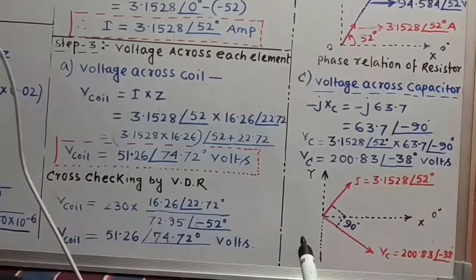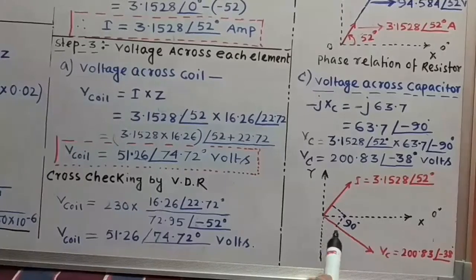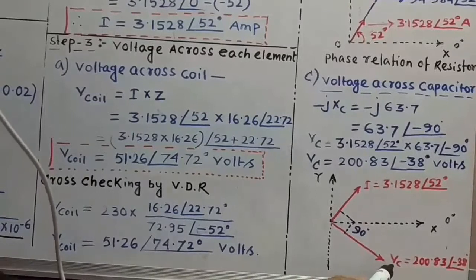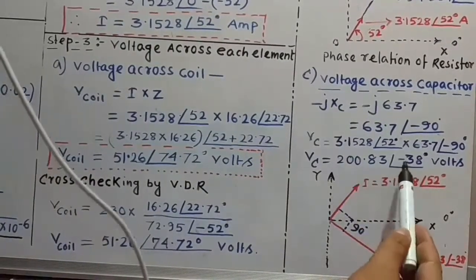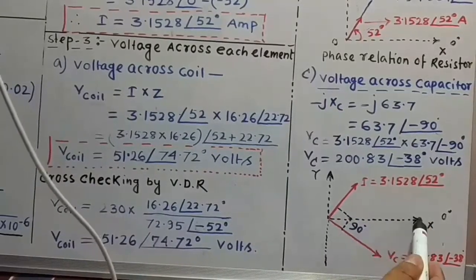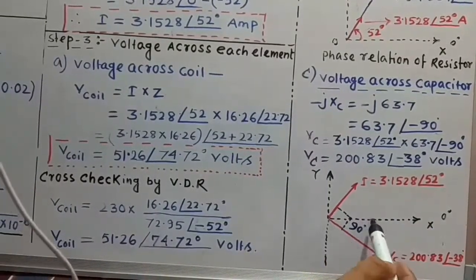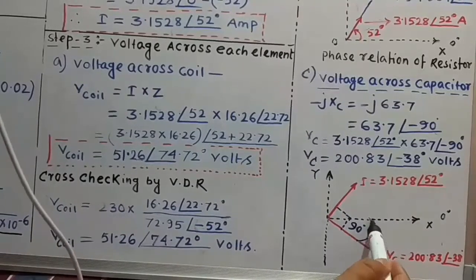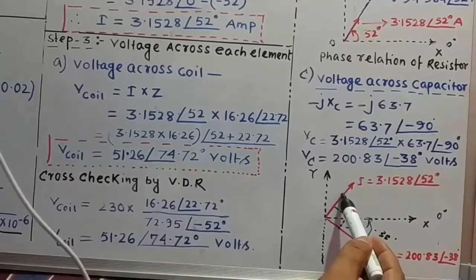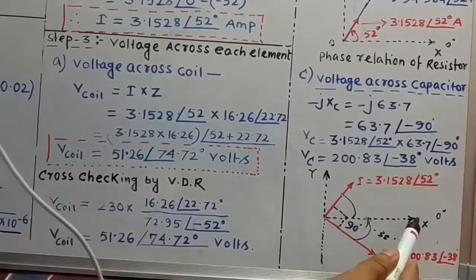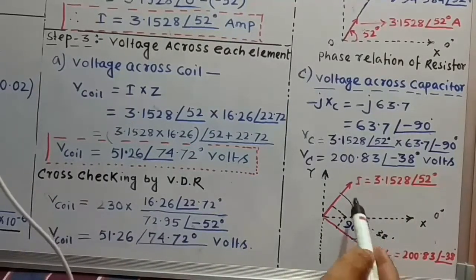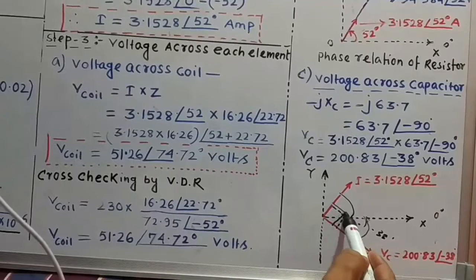So we know that in a capacitor, current leads the voltage across it by 90 degrees. So here the angle of the voltage is minus 38. This is my reference line. I have drawn this angle, which is minus 38 degrees, and the current angle with respect to the zero reference line is 52. So you can see the difference between VC and I is exactly 90 degrees.